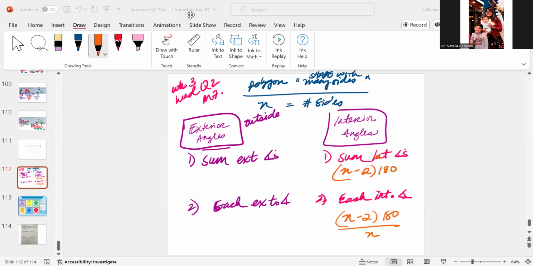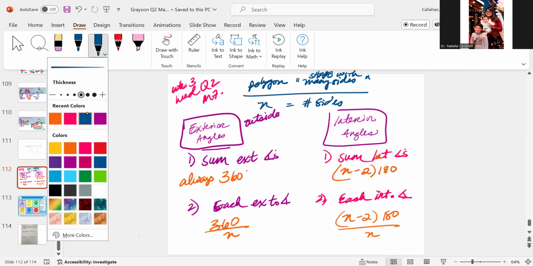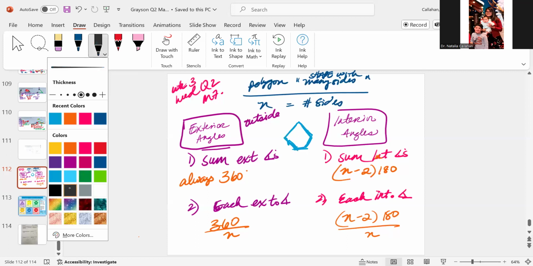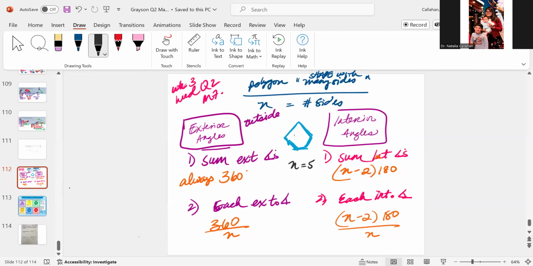Sum of exterior angles is always 360 degrees. Now, if you're looking for each exterior angle, it's 360 degrees divided by what? Divided by n. Yeah. Now, on your paper, we're going to draw what it looks like. So you said you had a pentagon, right? So on your paper, draw a pentagon. How many sides are there in a pentagon? N equals 5, right?